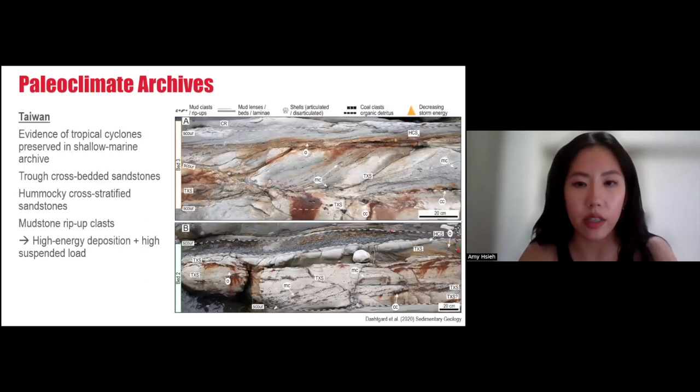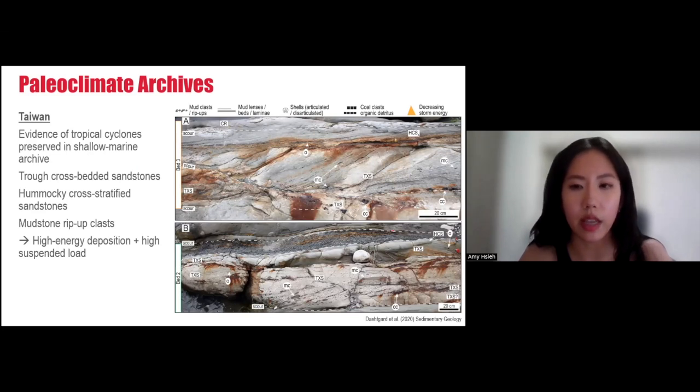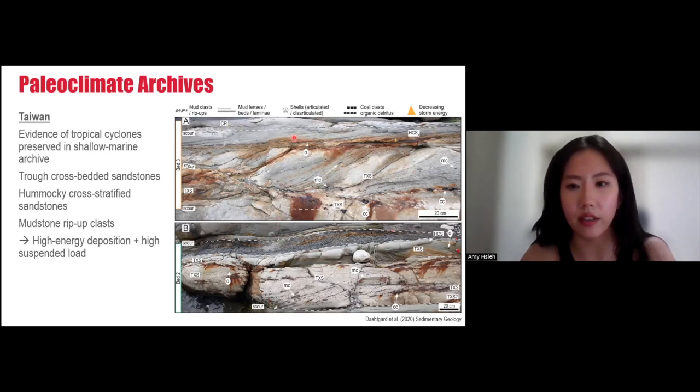Recent studies of the Western Foreland Basin have found evidence of past climate signals preserved in the rock record. So Dashgard et al. in 2020 discovered tropical cyclone deposits in an outcrop of the Guizhou Formation. The tropical cyclone deposits are characterized by trough cross-stratified sandstones indicating changing flow directions, and this is overlain by hummocky cross-stratified sandstone.